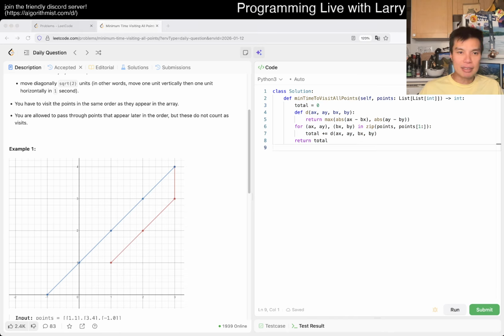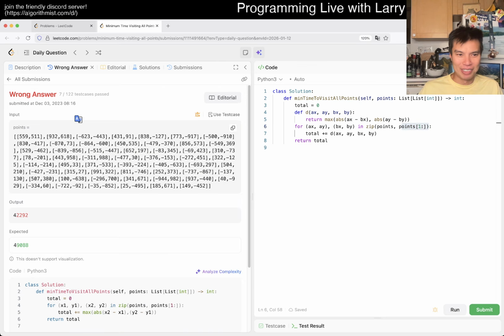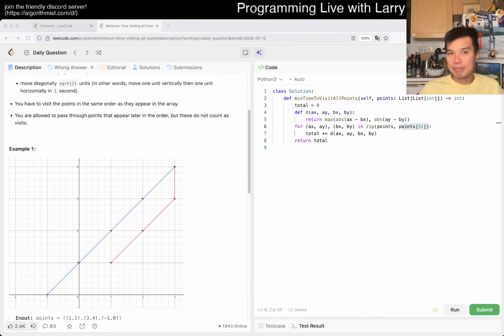Anyway, that's all I have for this one. This is going to be linear time, constant space, depending on how you count this. How did I get a wrong answer before? Oh, I just forgot to type absolute. That's kind of funny.